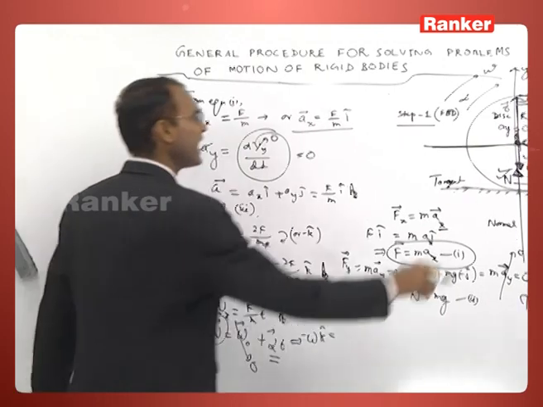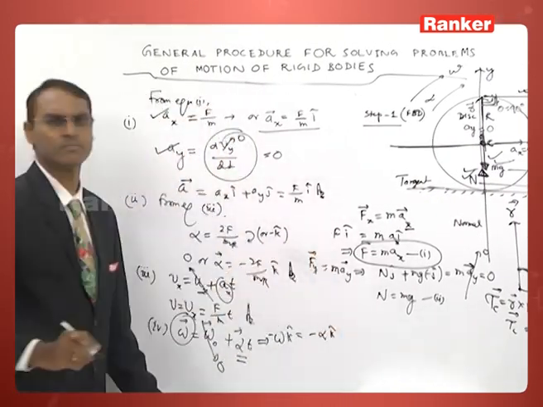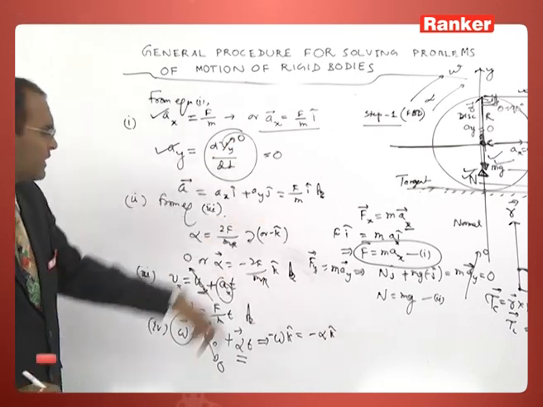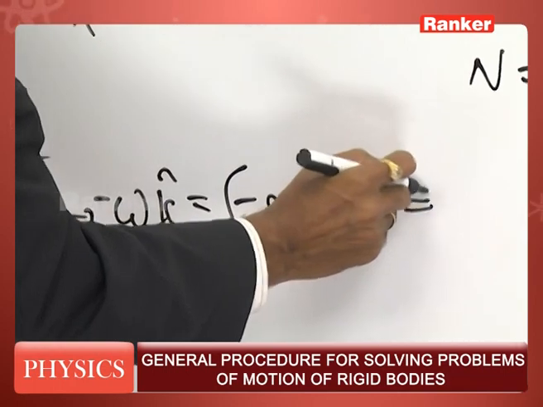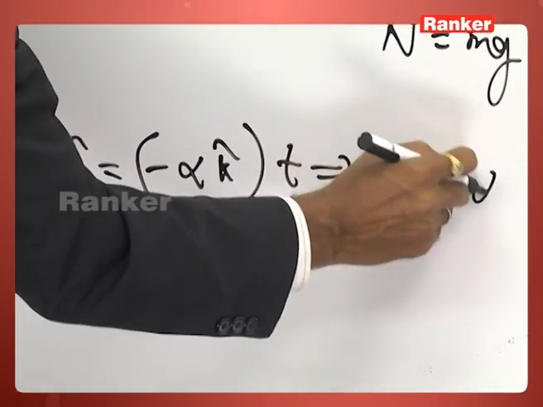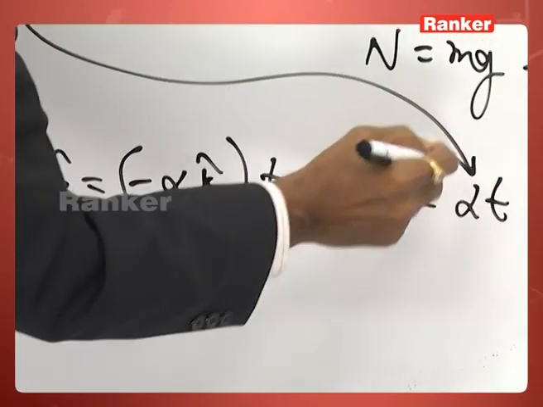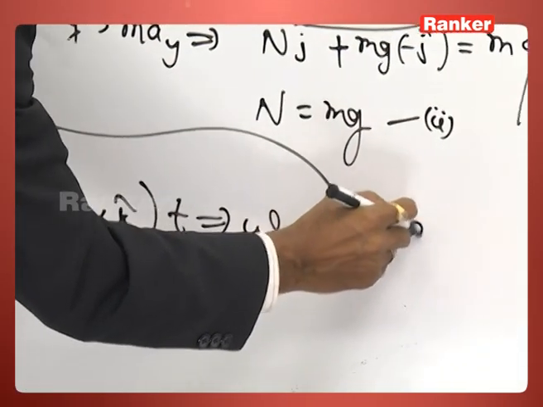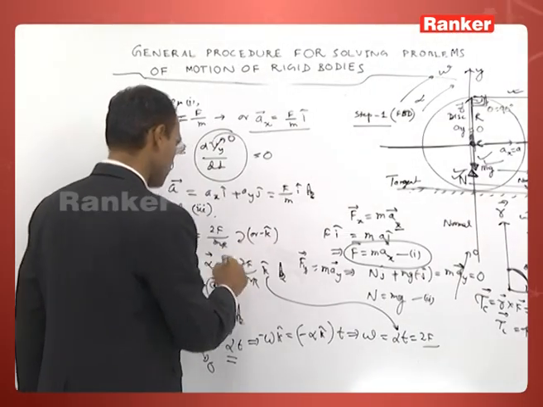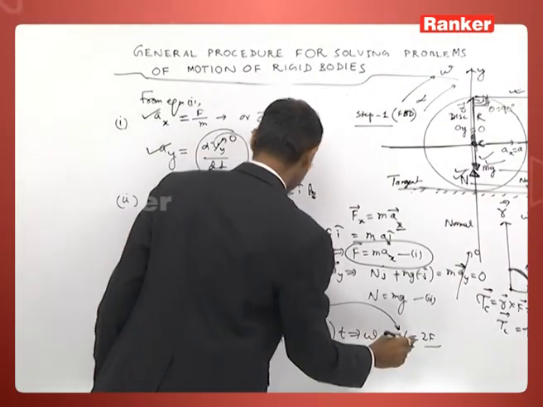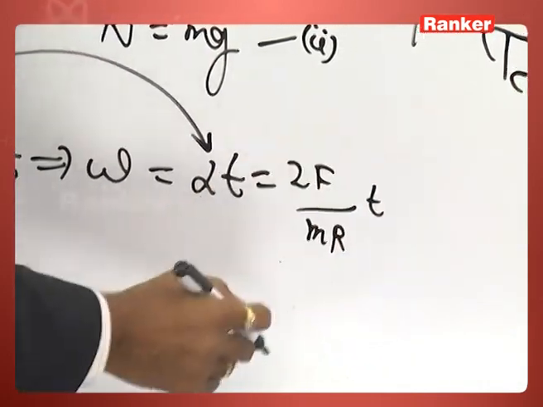Alpha we have assumed in which direction? Along negative z direction into t. This gives us omega is equal to alpha t. And what is alpha? Just substitute. We have calculated alpha is equal to 2f by its magnitude. So you have to put the magnitude portion, 2f by mr into t. Answer.